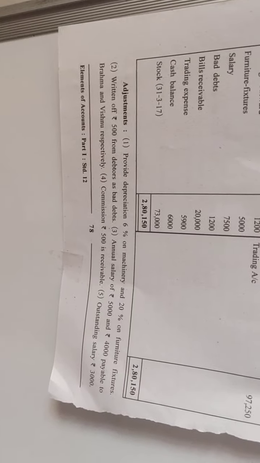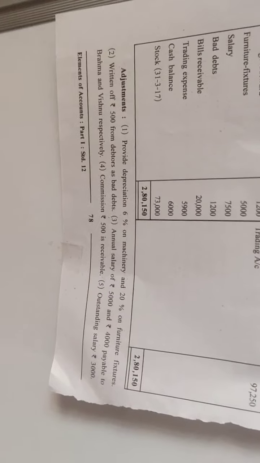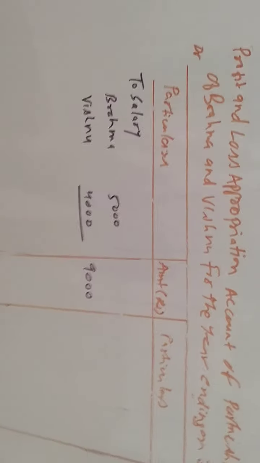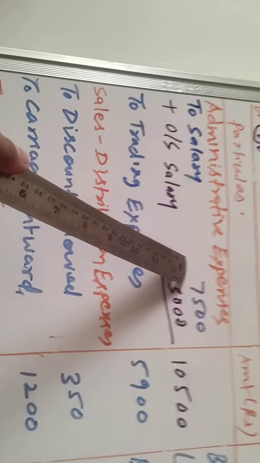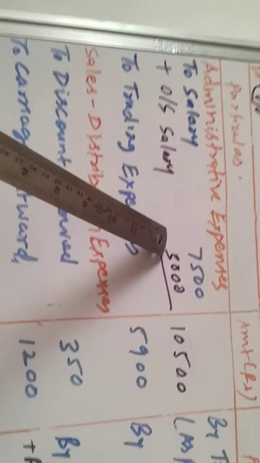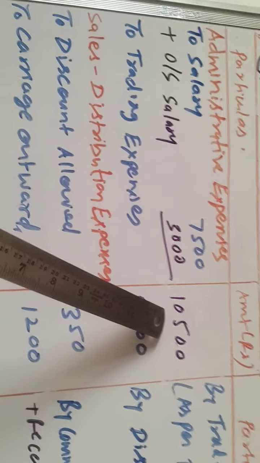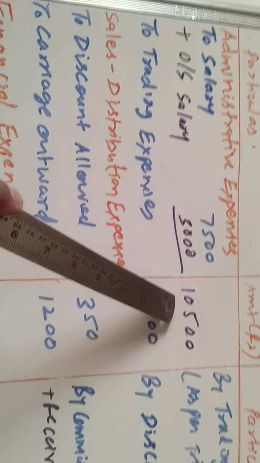Next is outstanding salary rupees 3,000. So this is the salary of employees. The previous one was the salary of partners. Partners' salary we write in profit and loss appropriation account as we have written it, but the routine salary is an administrative expense. We have already written 7,500 from trial balance. Now this outstanding salary rupees 3,000 will be added to that, and the outer column total amount will be 10,500.